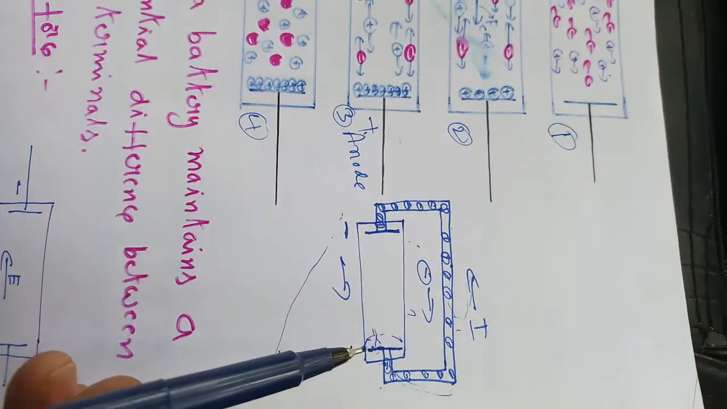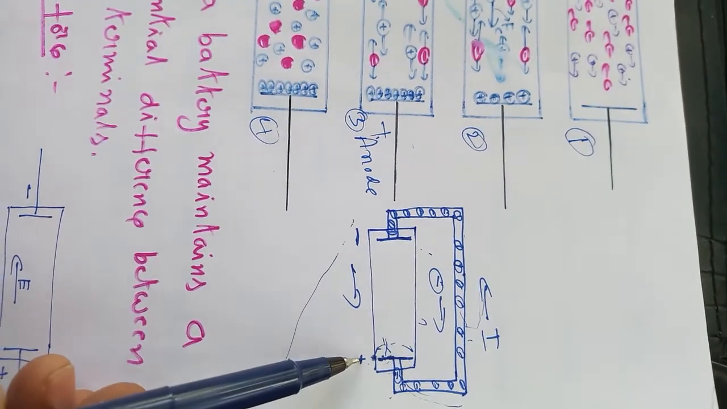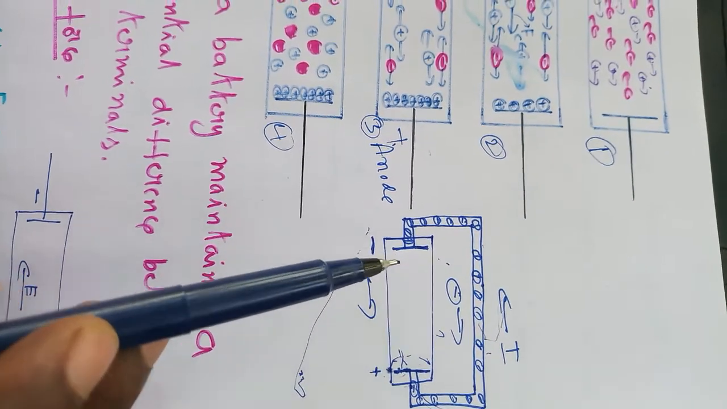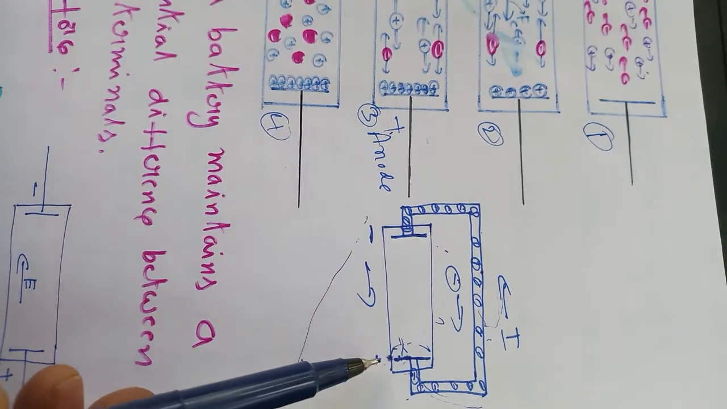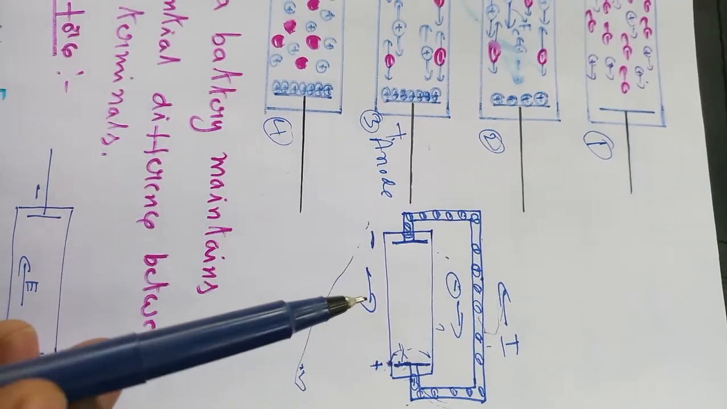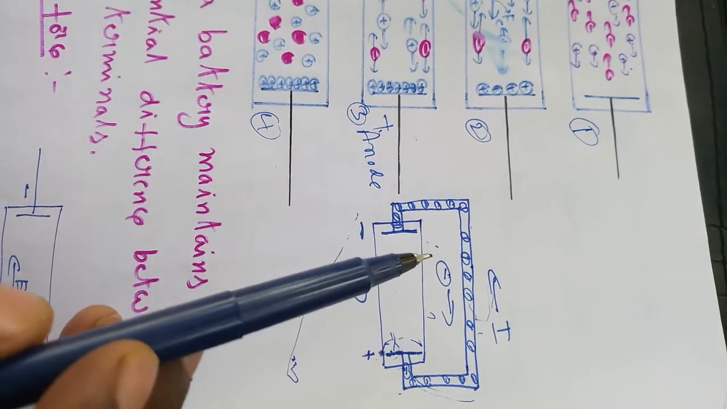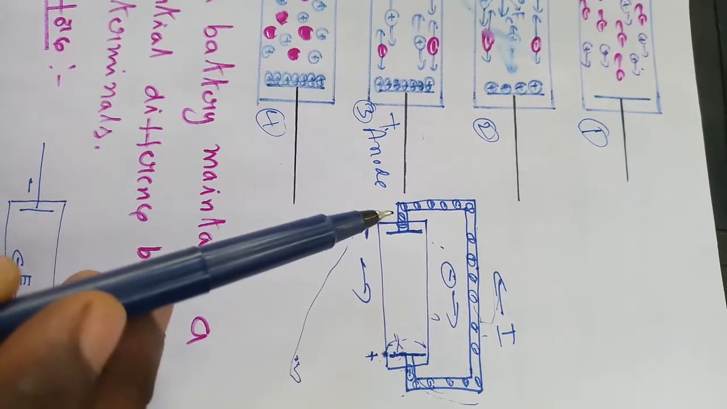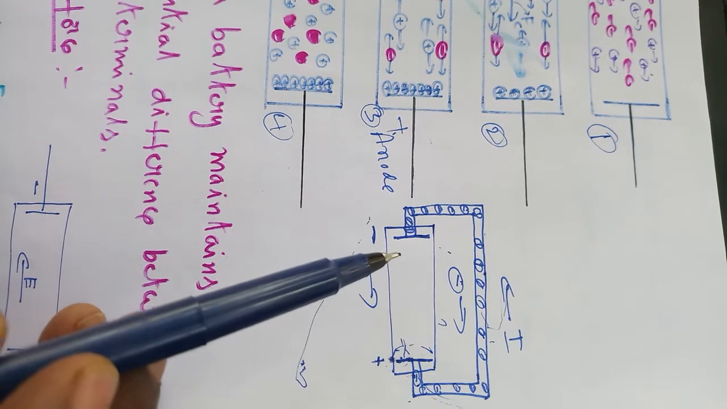This is the positive terminal of a battery, or positive electrode, and this is the negative terminal, the negative electrode. This is an anode and this is a cathode. So when the two ends of a conductor are connected to the two terminals of a battery, what happens?